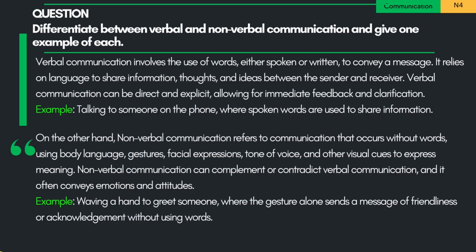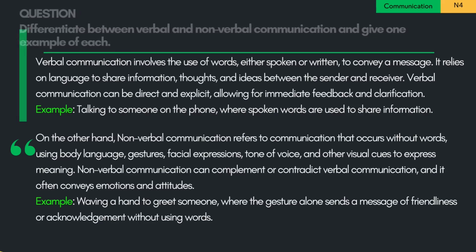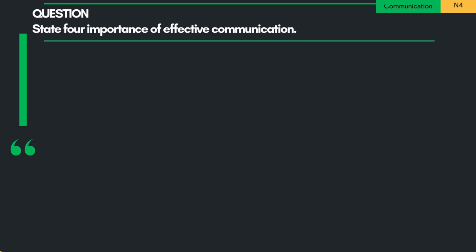On the other hand, nonverbal communication refers to communication that occurs without words, using body language, gestures, facial expressions, tone of voice, and other visual cues to express meaning. Nonverbal communication can complement or contradict verbal communication, and it often conveys emotions and attitudes. Example: waving a hand to greet someone, where the gesture alone sends a message of friendliness or acknowledgement without using words.